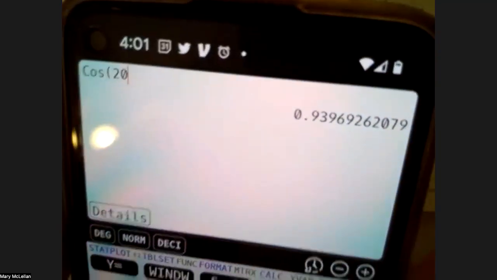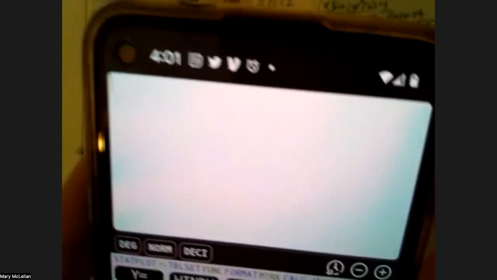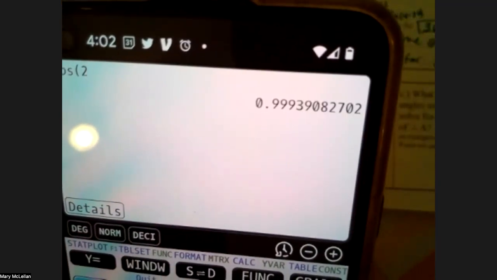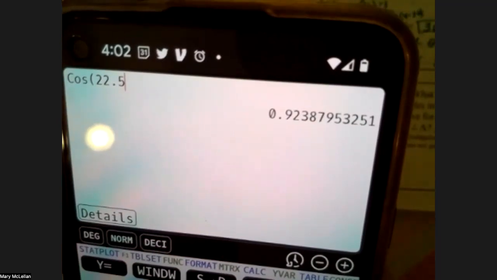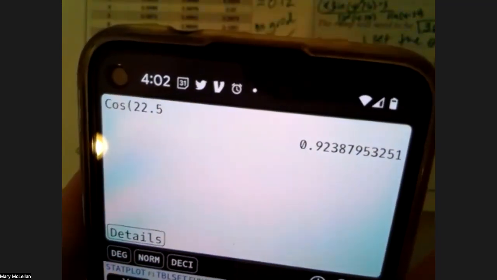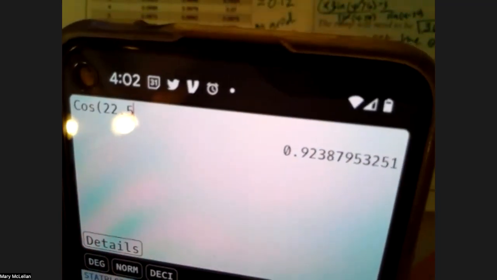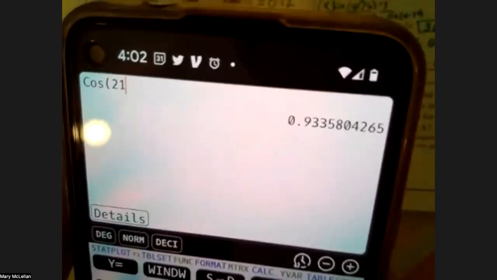Cosine of 20 is pretty close, but it's still just a little bit too big. It's 0.939, and I want 0.933333. Let's try a little bigger. Cosine of 25, 0.906. That's too big. Let's go between them. Cosine of 22.5. That's a little bit too small. Okay. Cosine of 21.